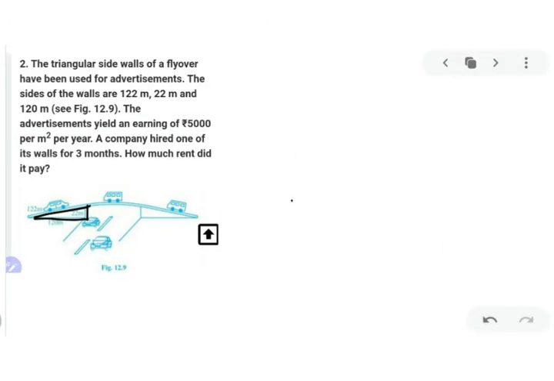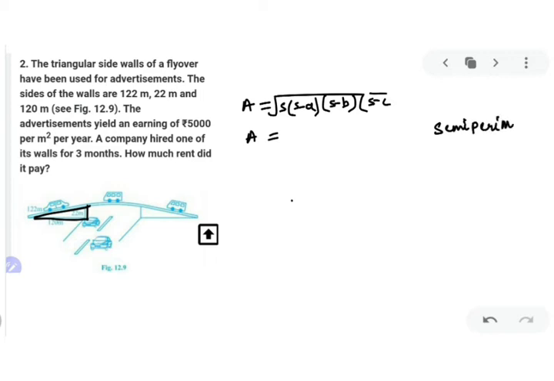So I'll go with my formula, that is the square root of S into S minus A, S minus B and S minus C. For that, first I will go for finding the semi-perimeter. I'm sorry, I have to always find the semi-perimeter first. So perimeter का आधा, so perimeter upon 2. What will be the perimeter? It will be the addition of all the three sides.